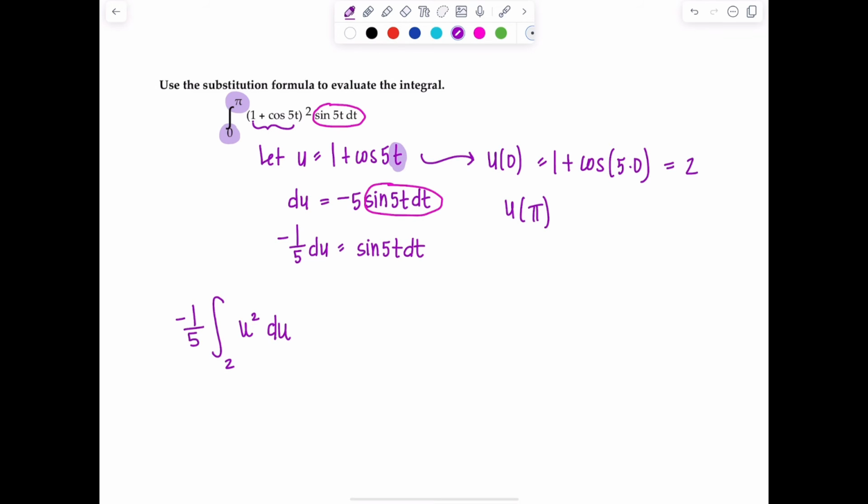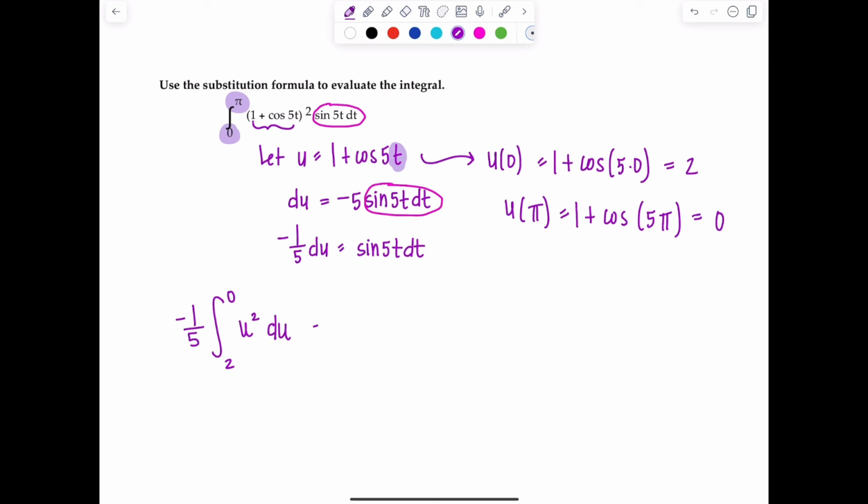And then u of pi is 1 plus cosine of 5 pi. Cosine of 5 pi is just coterminal with cosine of pi, which is negative 1, so this is 0. You need to change your limits immediately. If you start with a definite integral, every single step along the way in the problem, you need to include the limits of integration. Don't leave these in terms of t. These limits need to match the variable that's here in the integral.